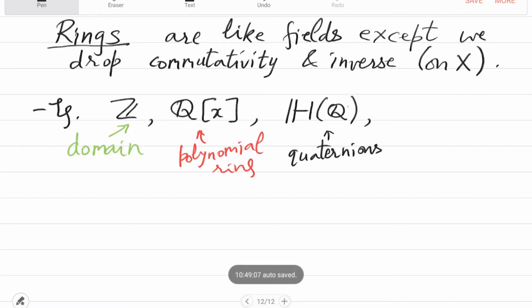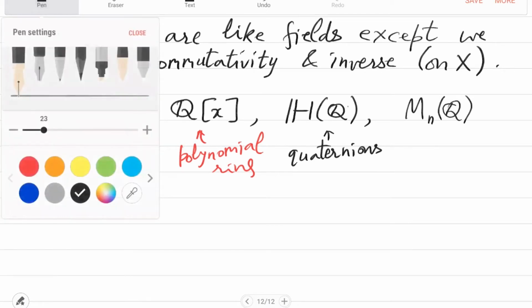So point being that it's a very bad ring. It doesn't have commutativity, and it doesn't have inverse. Okay, and you can make it worse by going to matrices. So matrices are the worst. So if you look at n by n matrices over, let's say, Q, then all the properties are gone.